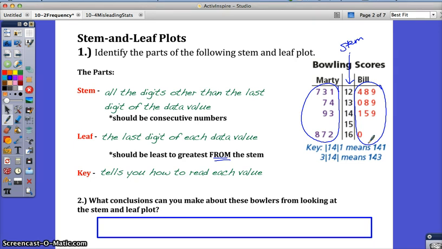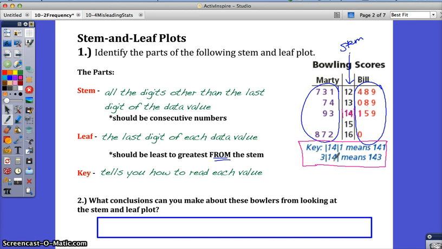One thing to note about the key, make sure if you're doing a back-to-back plot, you give me a key for both sides. Look how good this key is. It tells me exactly how to read the numbers. And notice that they use values from their stem and leaf in the key. That way you can see exactly how to read it. So here's where I see the bars, the 14, and then the 1. And they're saying, well, that means 144. So Bill's score was 141 in bowling.